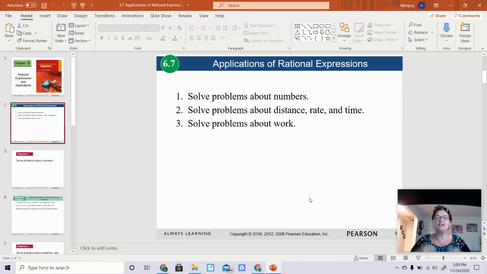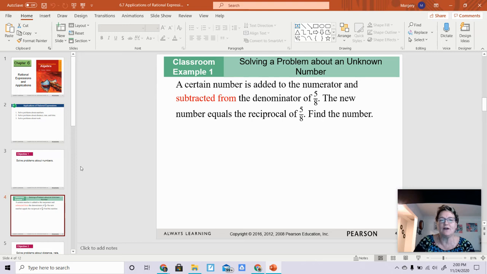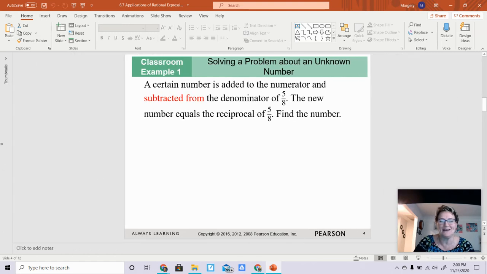Right, today we're going to finish up on 6.7, which has to do with applications of rational expressions, and we're going to do a little bit about word problems. First of all, let me scoot this over a little bit so I can write a little bit here.